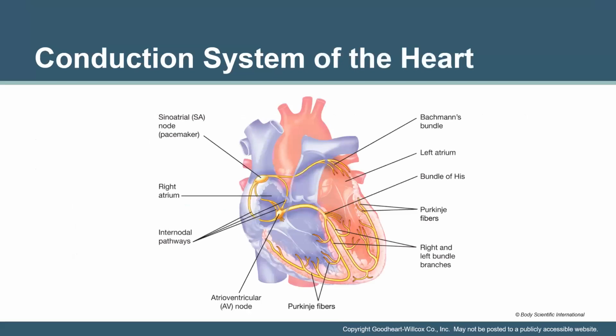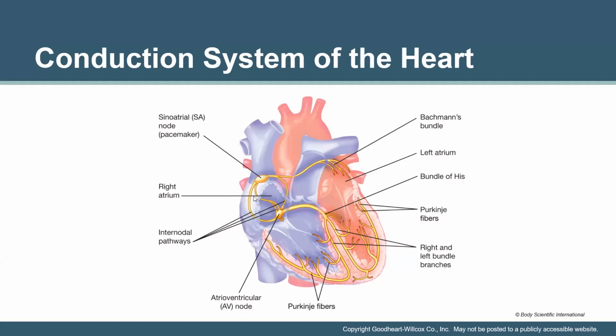Okay, so here is our conduction system of the heart. Within the conducting system of the heart, it begins with the SA node or sinoatrial node. This is known as the pacemaker of your heart, and it's located at the superior portion of the right atrium. Then it will have what's called an internodal pathway that will connect or transmit the impulse to other areas.